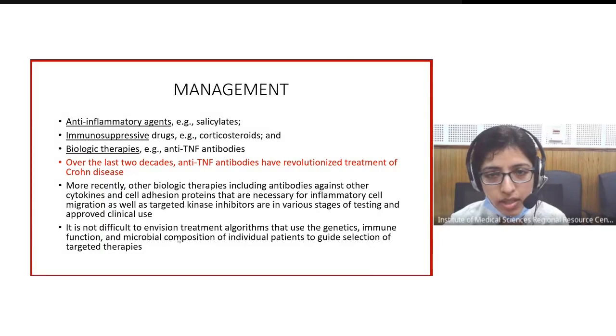Now, it is not difficult to envision treatment algorithms that use the genetics, immune function, and microbial composition of individual patients to guide selection of targeted therapies. So, since the genes involved vary from patient to patient, and since the microbiota is also unique to a patient, what is the need of the hour is to tailor the therapy, customize the therapy as per the need of the patient.